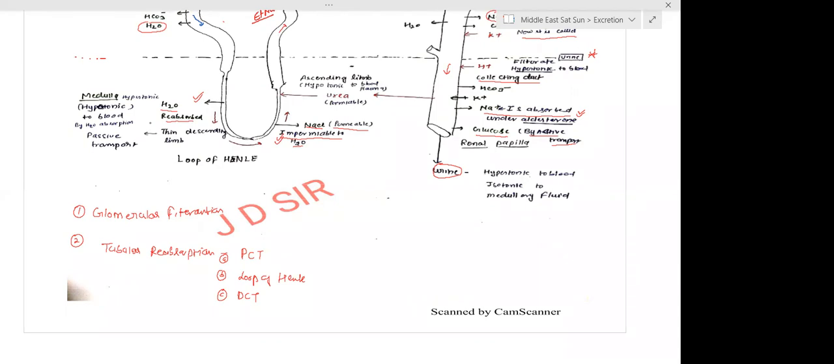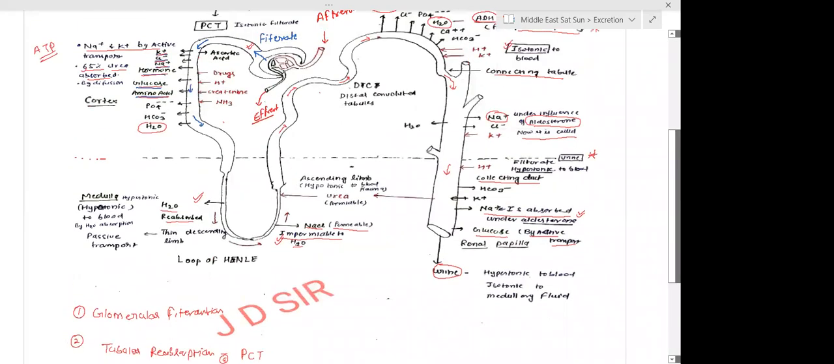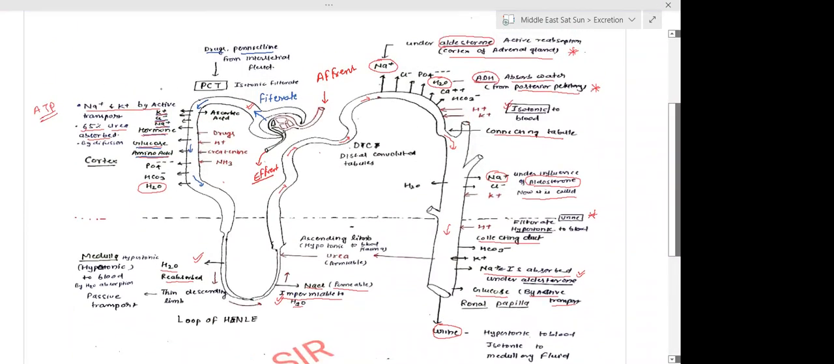Next heading is DCT. It is very important. DCT reabsorption is very important. You have to take care of the hormones, from where the hormones are getting secreted. You have to take care of the substances which are being reabsorbed, right?